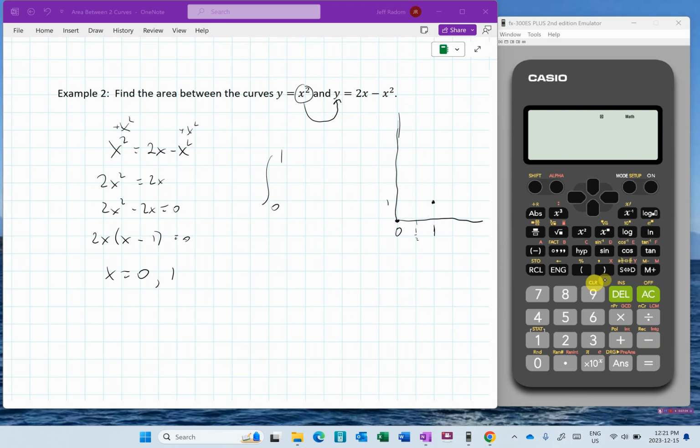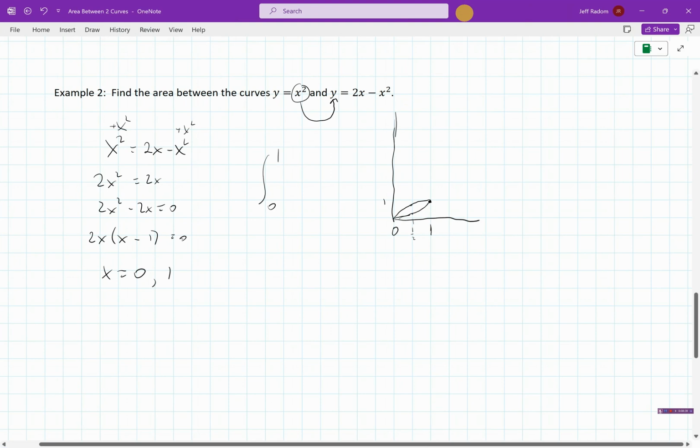So I brought up the calculator here just so that we can see which one would be our top function if we put a half in. Putting a half into the first function produces a quarter. So y equals x squared would be at a quarter, which is about here, so this graph is kind of looking like this. And for this one, if I put a half in, this would be 2 times a half, which is 1, minus a half squared, which is 3/4. So y equals x squared is the one on the bottom, and y equals 2x minus x squared would be the one on the top.